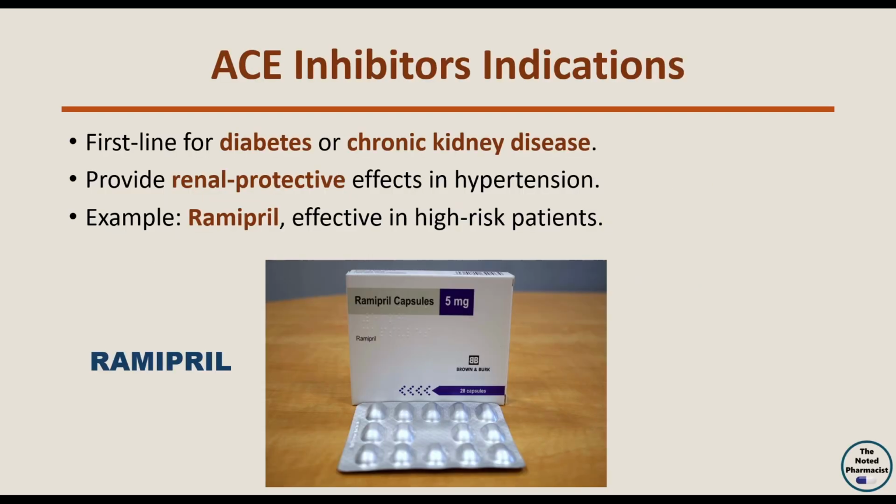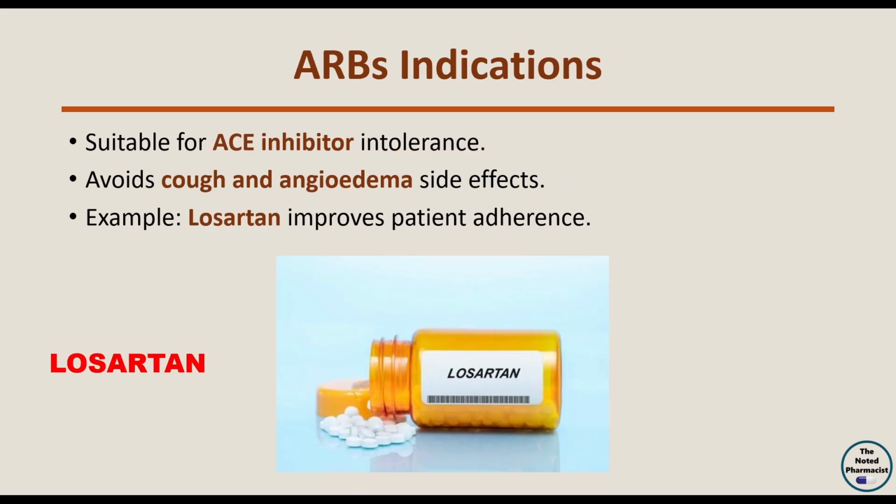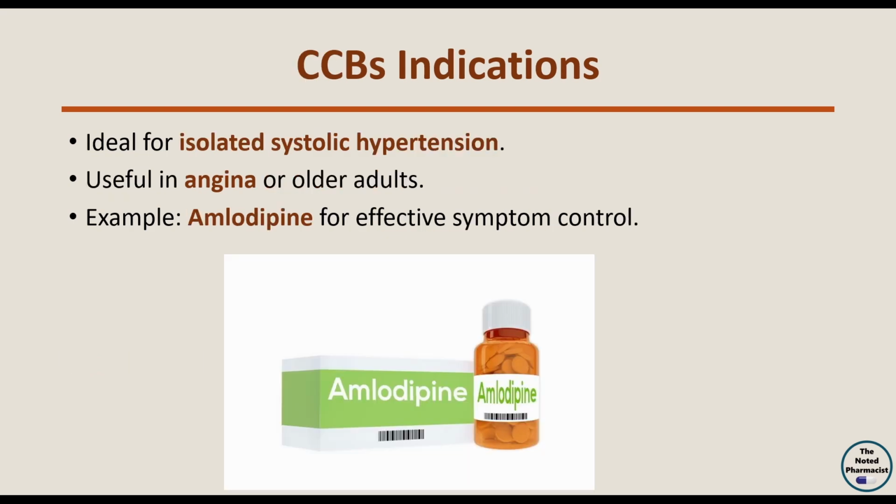Indications and clinical uses. ACE inhibitors, such as ramipril, are first-line agents for hypertension, particularly in patients with diabetes or chronic kidney disease due to their renal protective effects. ARBs, like losartan, are preferred for patients who cannot tolerate ACE inhibitors due to cough or angioedema. Calcium channel blockers, such as amlodipine, are ideal for managing hypertension in patients with isolated systolic hypertension or angina.